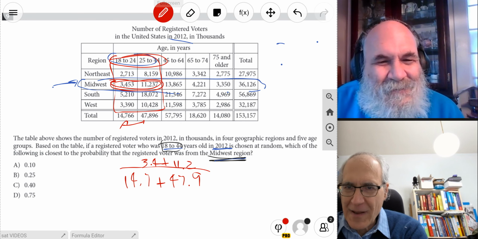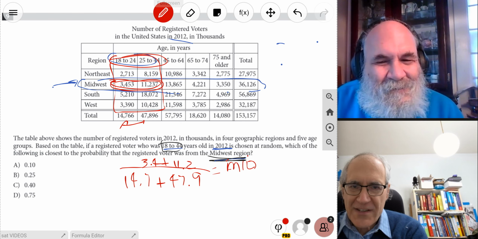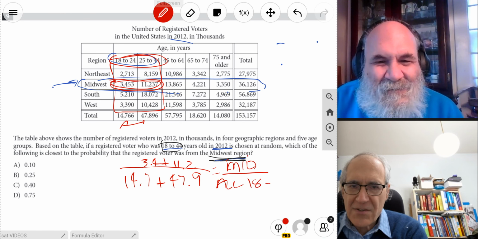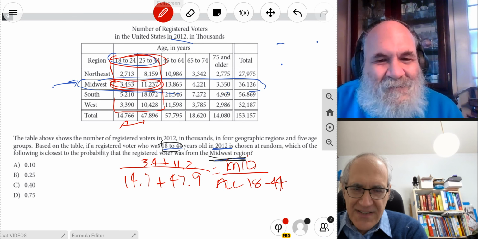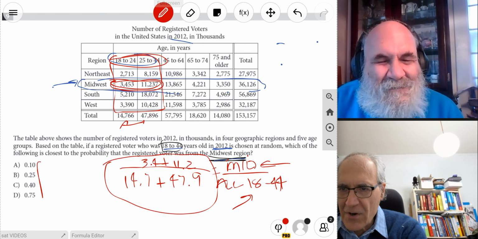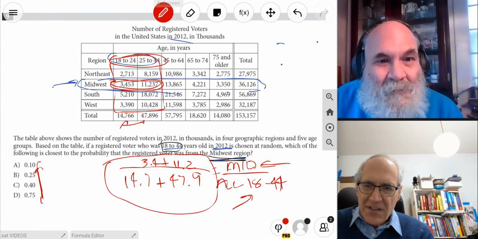Which of the following is close to the probability that the registered voter is in the Midwest region? So we want to put the Midwest region on top and all the 18 to 44s on the bottom, because that's the ratio: all the Midwest people divided by all 18 to 44. So that would be the answer. Because these numbers are pretty far apart, we don't have to waste time typing every single number into the calculator. So let's just do it.